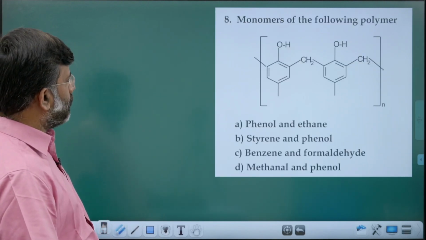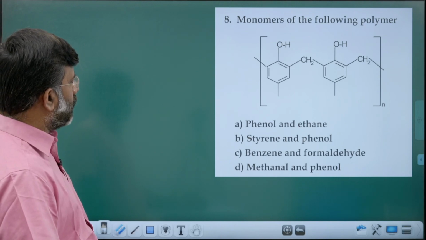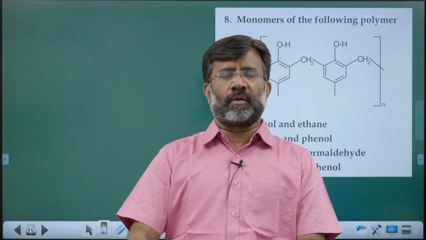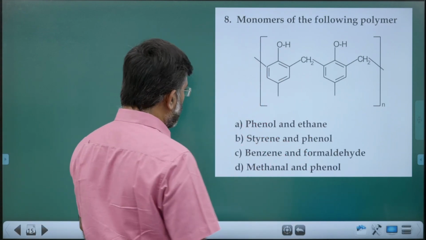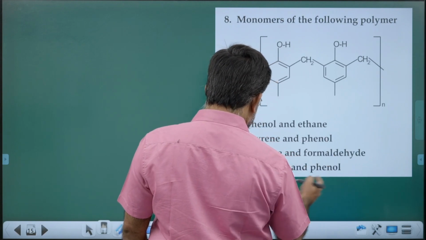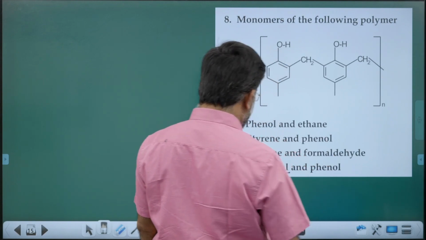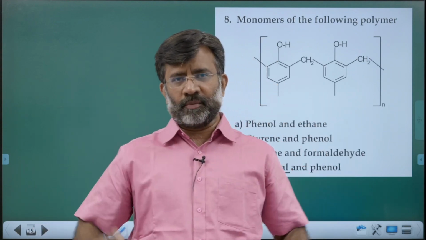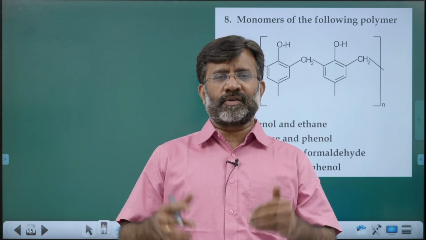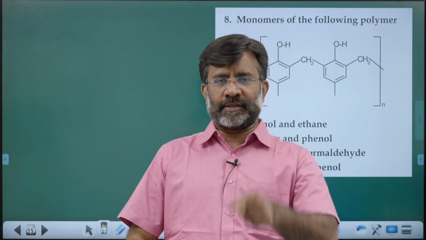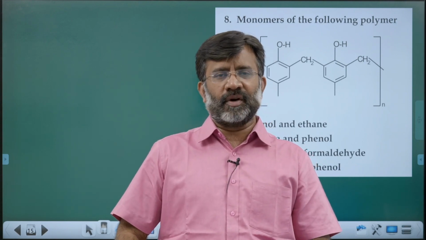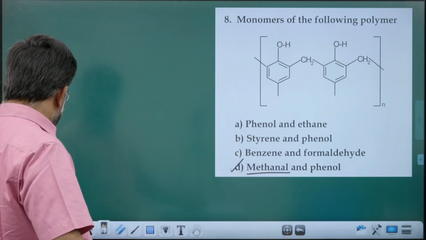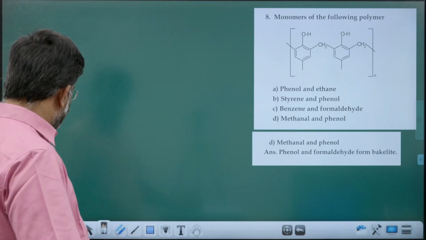Monomers of the following polymer. This is Novolac, a linear polymer formed from phenol formaldehyde resin. It is phenol and formaldehyde. That is the linear polymer obtained, so-called Novolac, where the cross-linked polymer is so-called bakelite, one of the oldest plastics, discovered by Baekeland. Right. So it is phenol formaldehyde resin, so-called bakelite. Next.